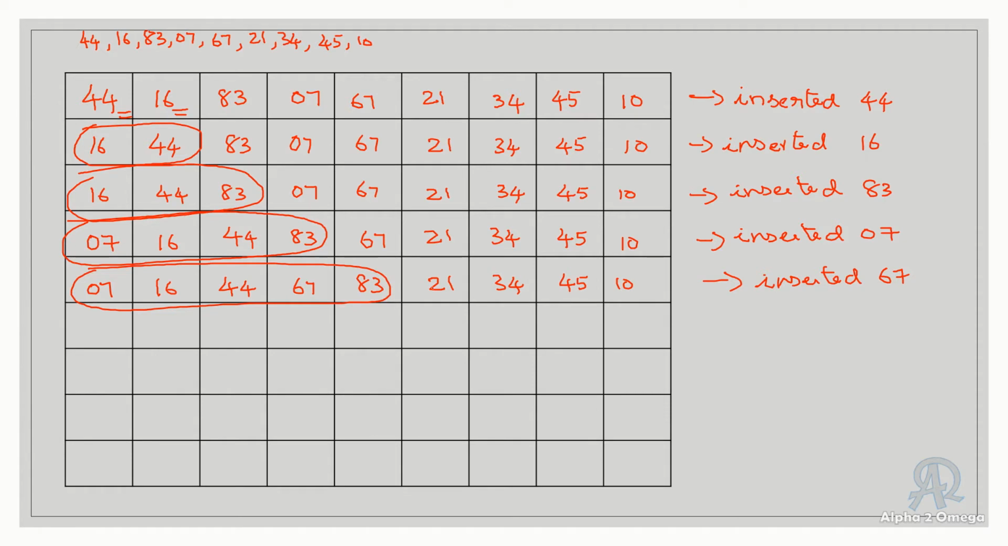Now the next comparison is going to be with 21 against all the elements. So 21 will keep looking, 7, 16. So it will logically decide. It will come somewhere in between 16 and 44. So this 21 has to be placed between 16 and 44. So 7 stays as it is. Okay, so 16. Now 21 will be inserted here. Then all the other elements will be pushed: 44, 67, 83, 34, 45 and 10.